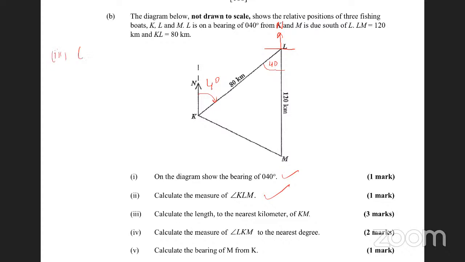Right, we said we're using the cosine rule. So KM squared is equal to 80 squared plus 120 squared minus 2 by 80 by 120, cosine 40. Remember the two lengths we have are B and C. So KM squared is what? What's the exact value?